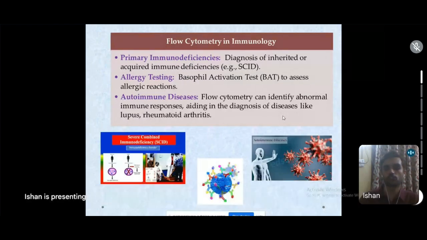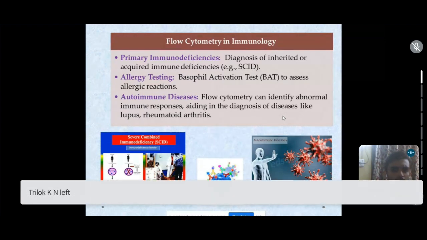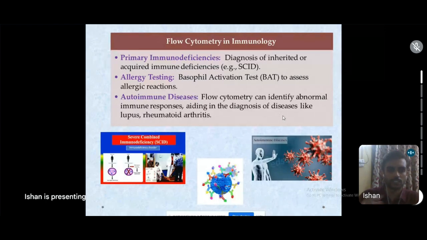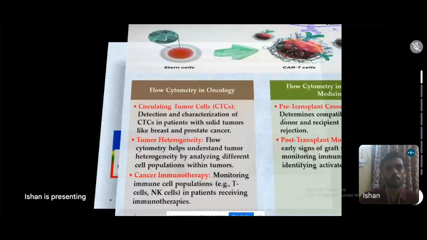Then the autoimmune diseases. There are different kinds of autoimmune diseases. Flow cytometry can identify abnormal immune responses, aiding in the diagnosis of diseases like systemic lupus erythematosus and rheumatoid arthritis. There are other autoimmune diseases such as gout, and autoimmune skin diseases are also there. Many kinds of autoimmune diseases are present in the body.